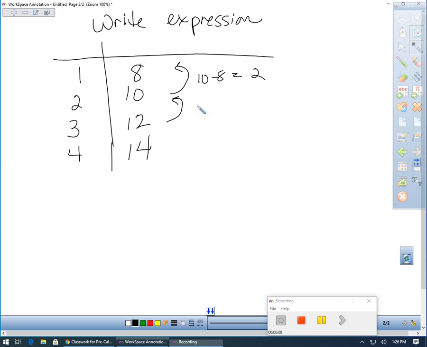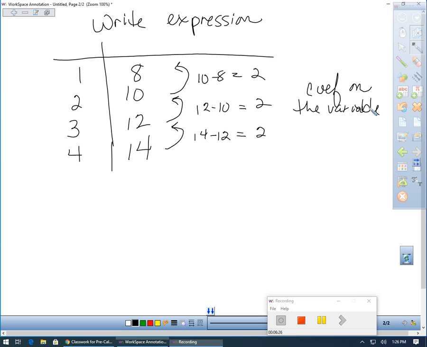12 minus 10 equals 2. 14 minus 12 equals 2. If these were all the same, this was our coefficient on the variable. If they're the same. Does anybody remember what we had to do if they weren't the same? You had to do it again. Exactly. Very good. All right.